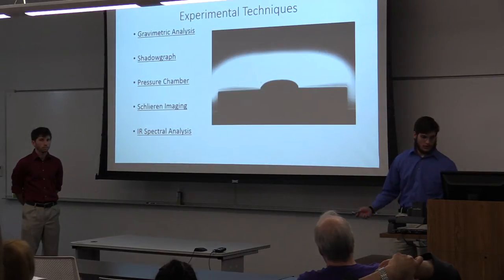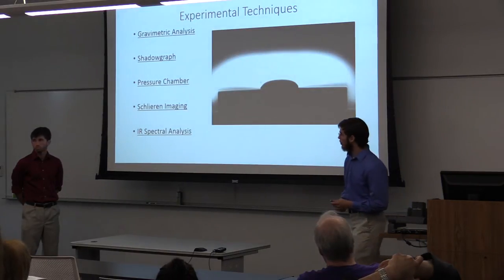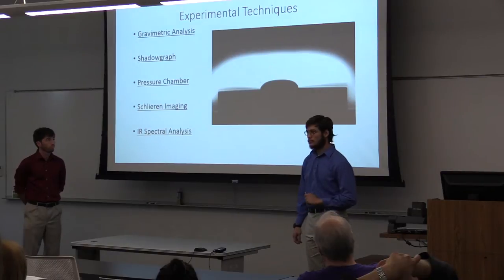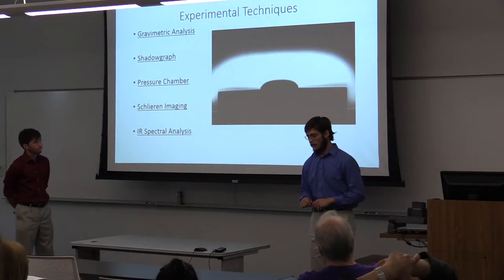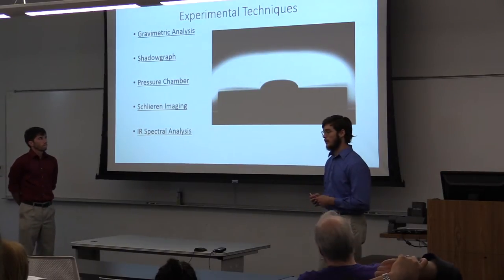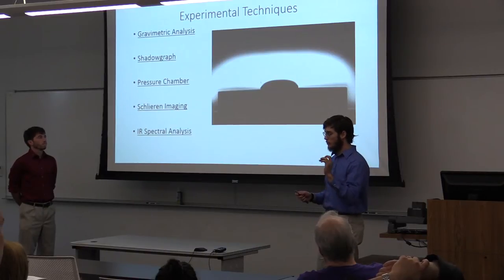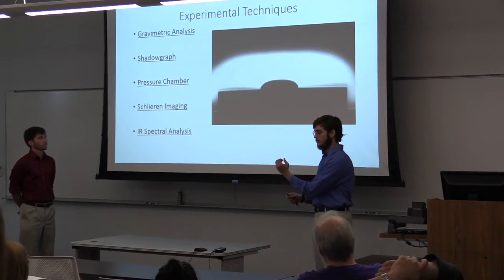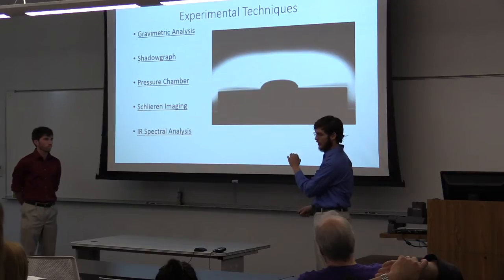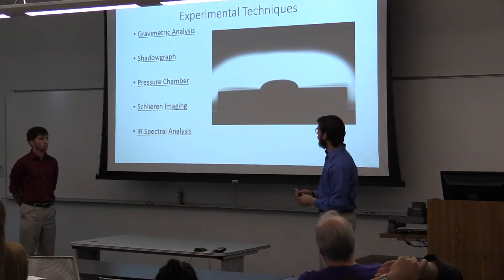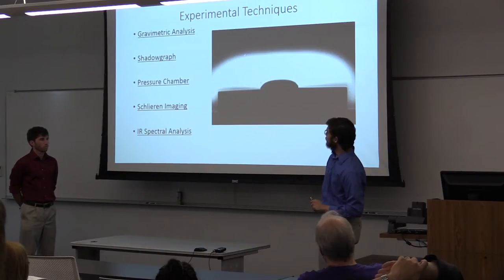One more technique I'd like to talk about is called Schlieren imaging. Schlieren imaging is very similar to shadowgraphing, except that for the beam of light passing into the camera that allows us to see it, we put a razor blade in, just obstructing it a little bit.